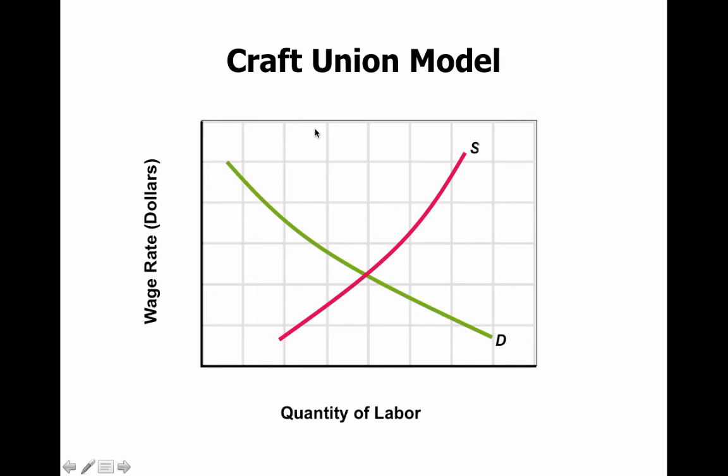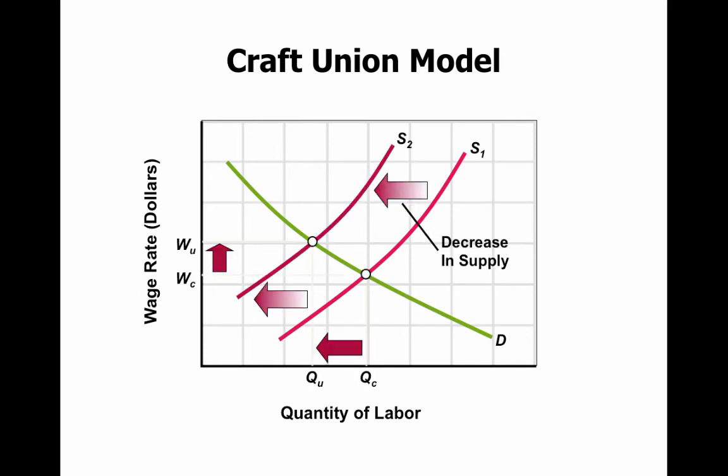So here's how it looks graphically. Basically what craft unions do is they decrease the supply, which has the positive effect of raising wages, but the negative effect of decreasing the quantity of workers. Okay, and that's obviously a bit of a problem.